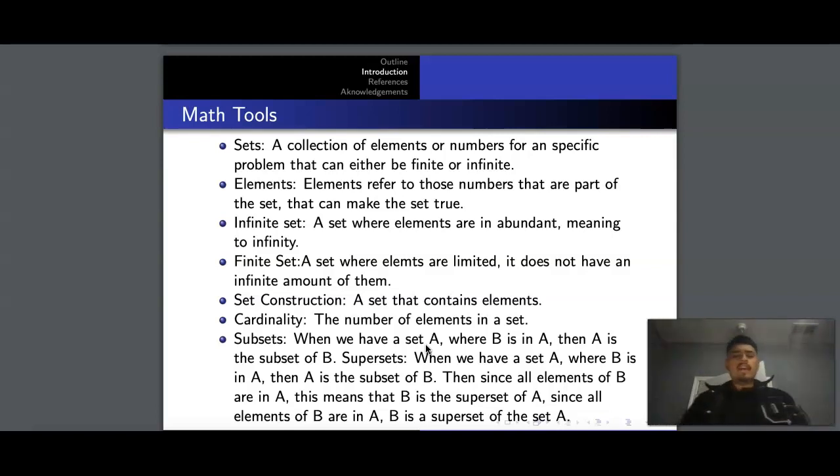And we have subsets and supersets. A subset is when we have a set A where every element of A is in B, then A is a subset of B. Supersets: since all elements of A are in B, this means that B is the superset of A.